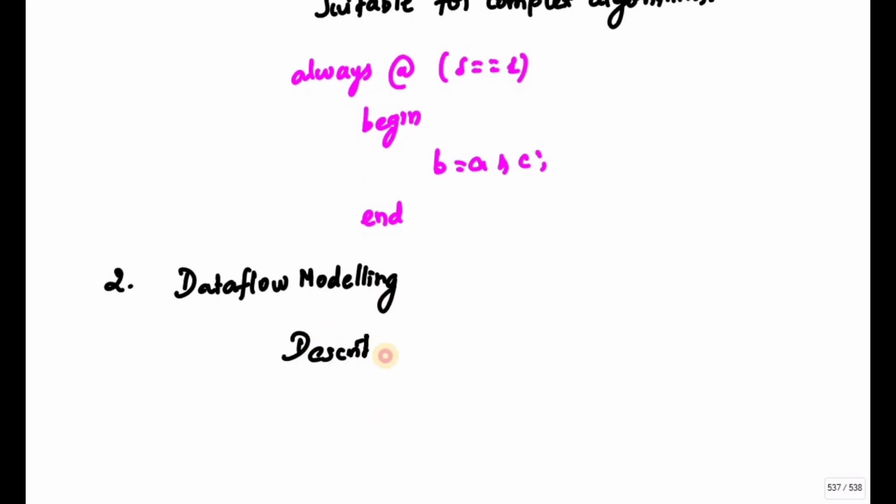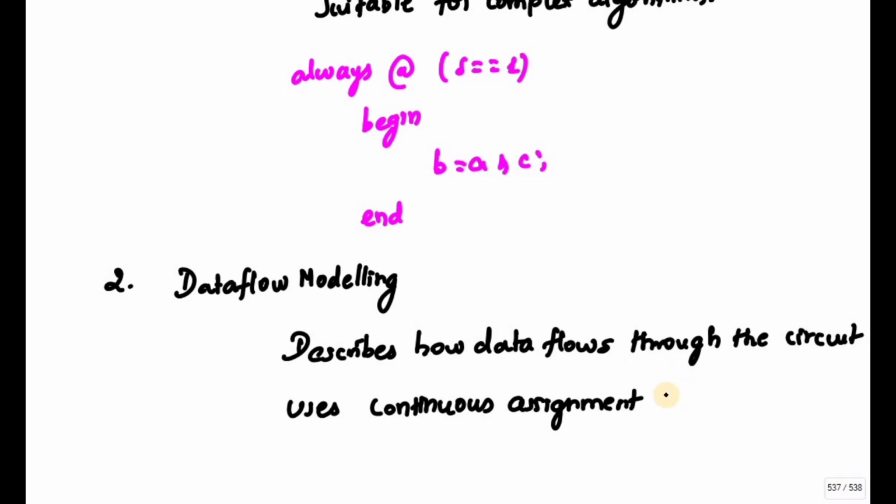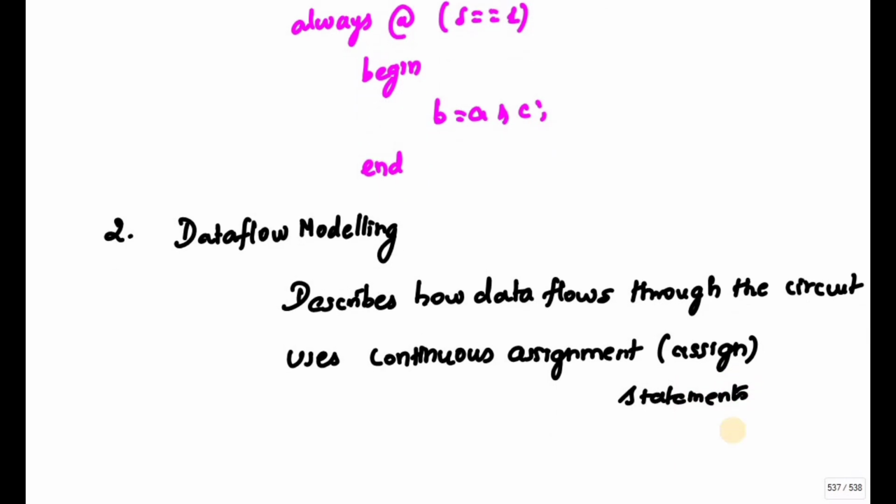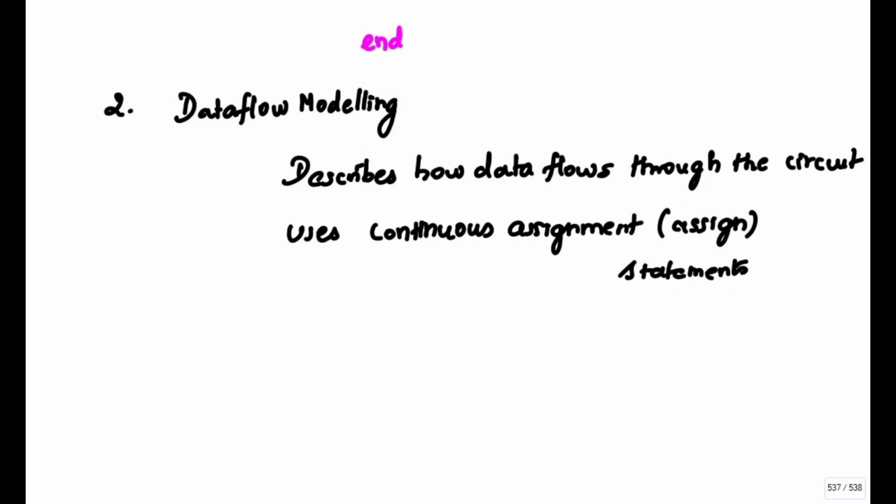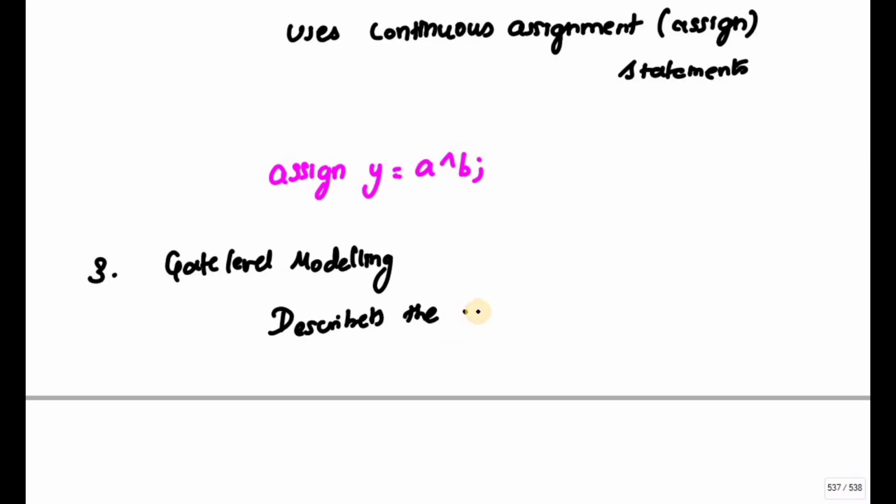The second type of modeling is dataflow modeling. It describes how the data flows through the circuit, from input to output. Here, it uses continuous assignment, that is, the assign statement. For example, assign y = a ^ b; likewise, you can use assign y = a & b; with a semicolon.